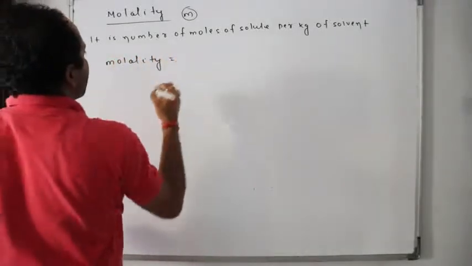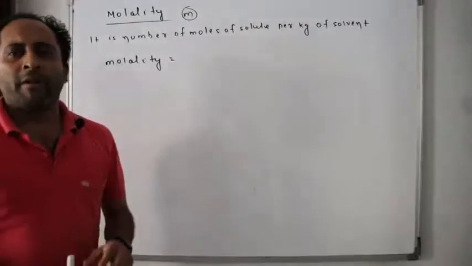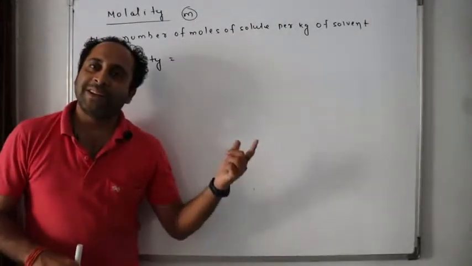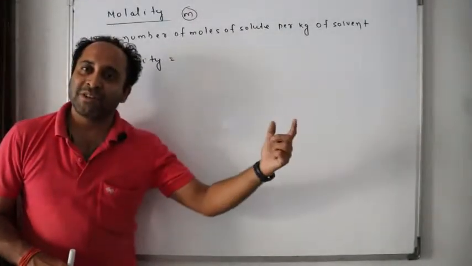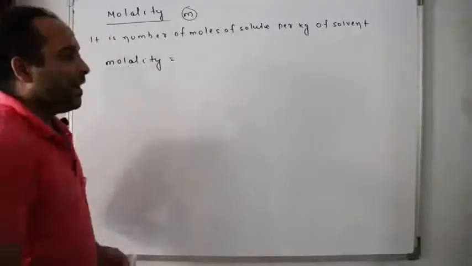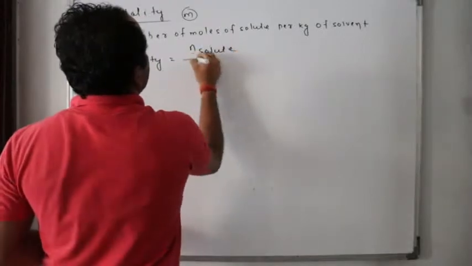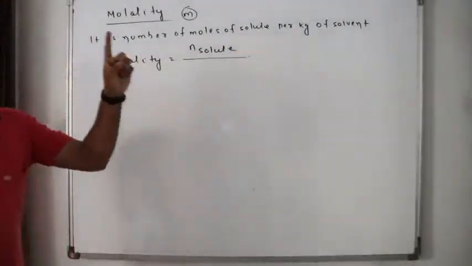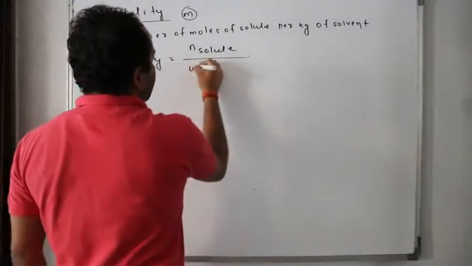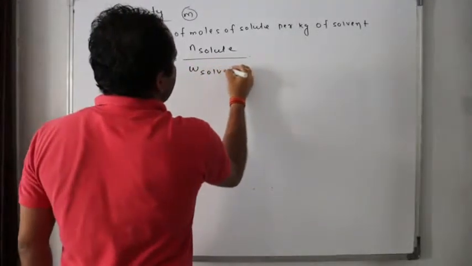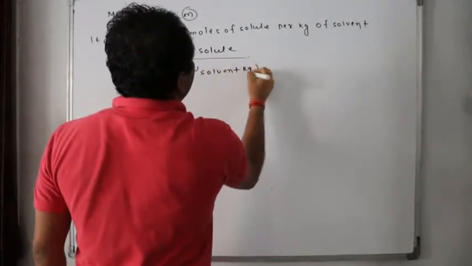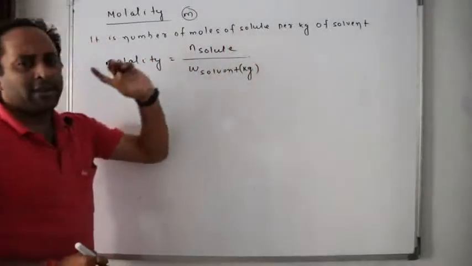Molality. If I say 1 molal, it means 1 mole is present in 1 kg of the solvent. What is molality? It is the number of moles of solute by weight of solvent in kg. If it is in grams, we have to multiply by 1000.